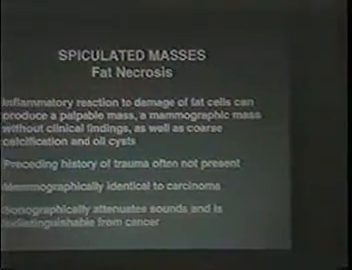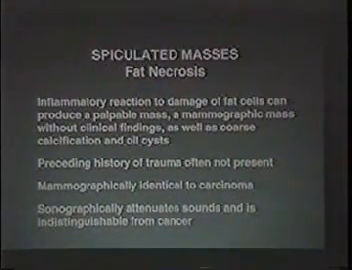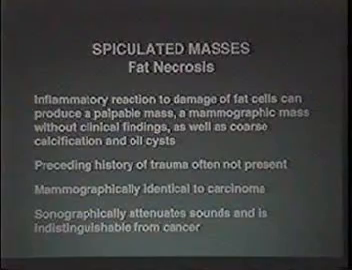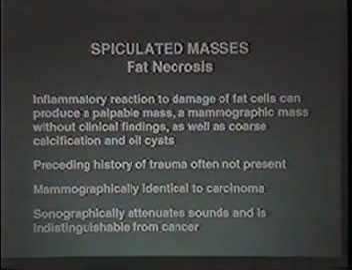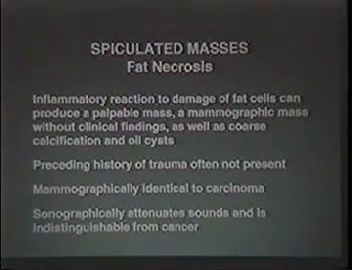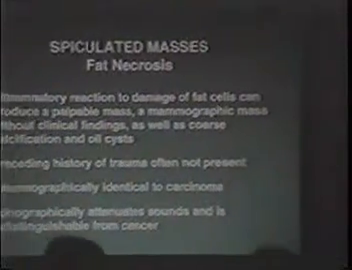So that's scars. Fat necrosis can appear as spiculated masses. And this is an inflammatory reaction to the damage of fat cells that can produce sometimes a palpable mass or a mammographic mass without clinical findings. As well as a spiculated mass, it can appear as oil cysts or calcifications. A preceding history of trauma is not always present. Mammographically, they may appear identical to carcinoma, and sonographically, they may also appear identical to carcinoma. And here is an ill-defined spiculated mass that was fat necrosis.